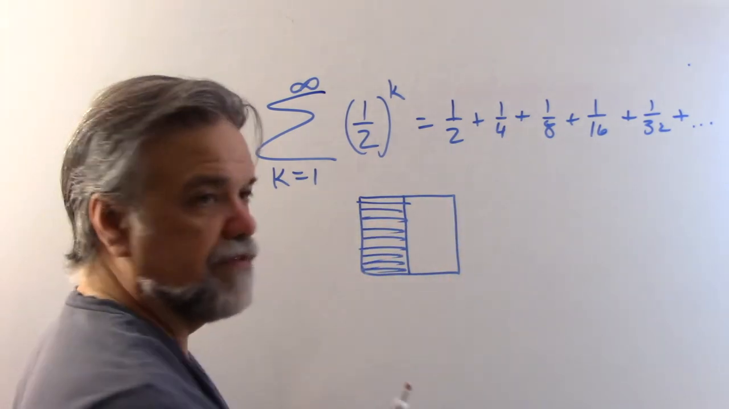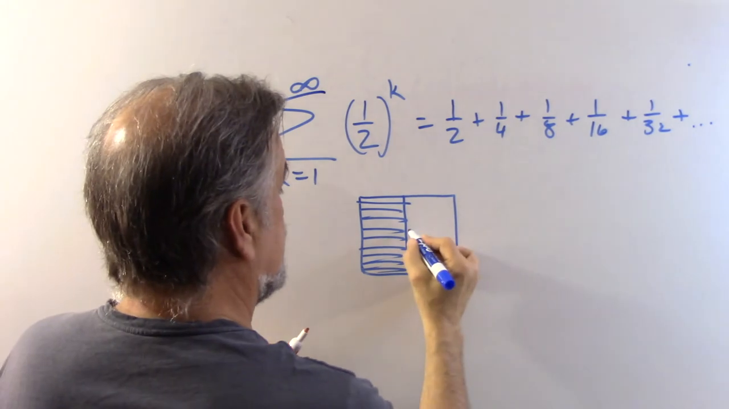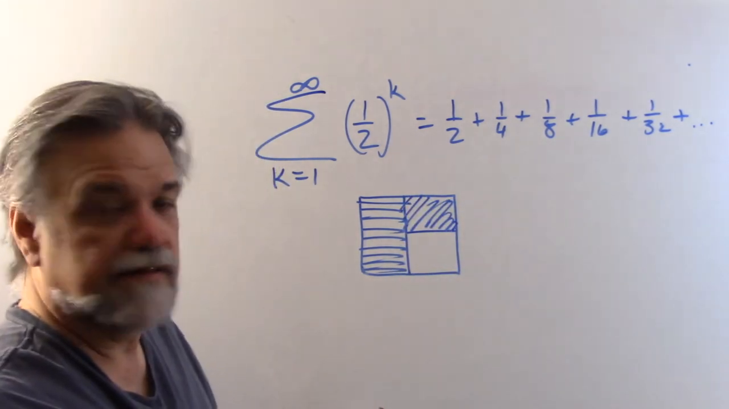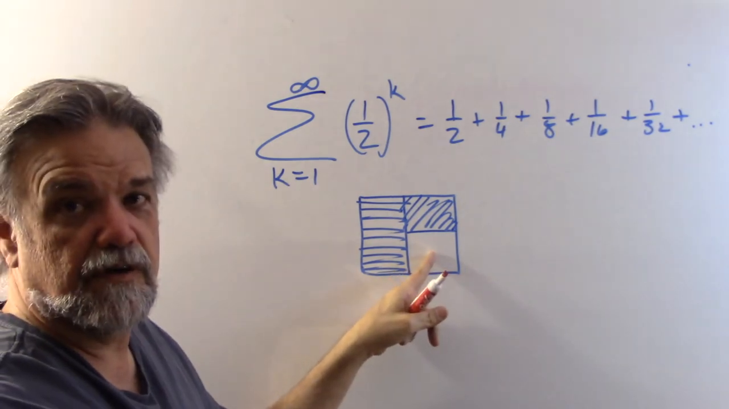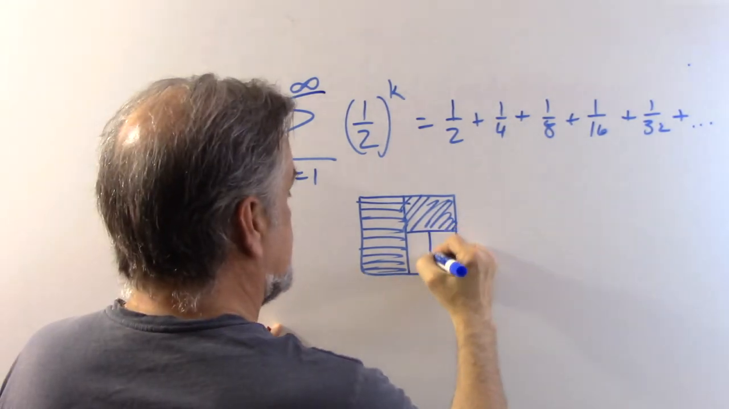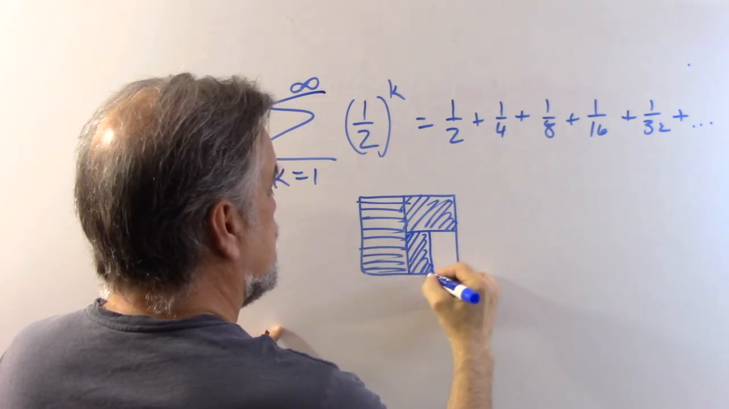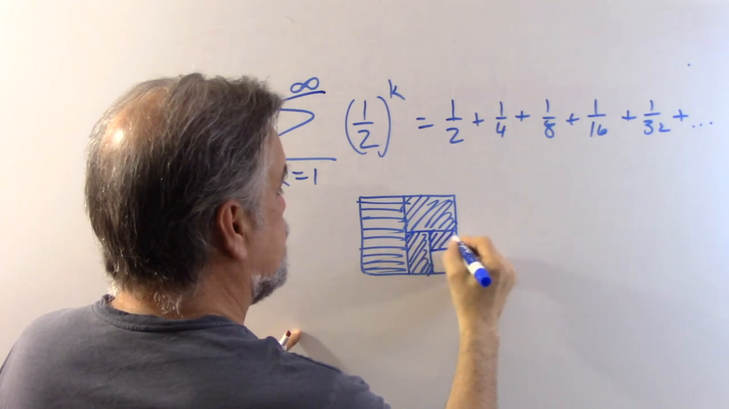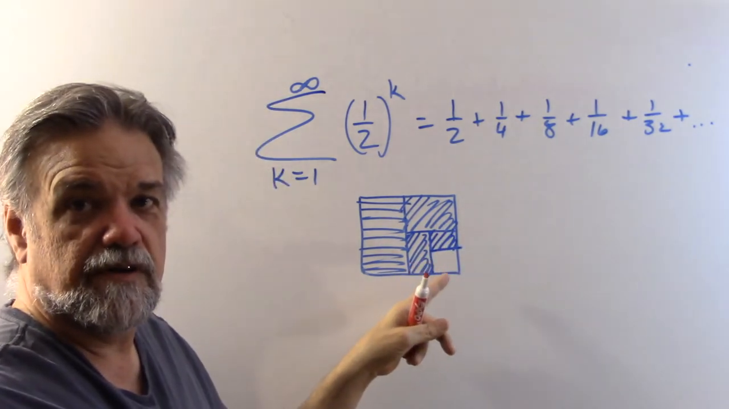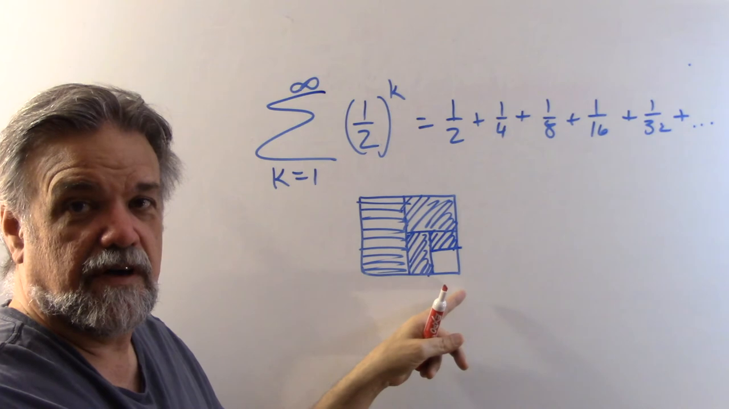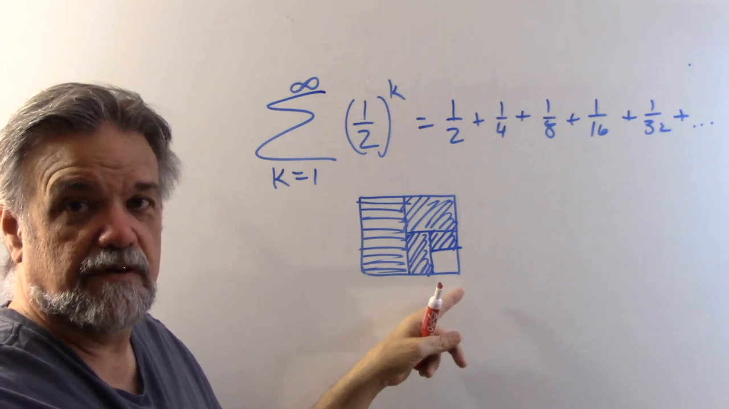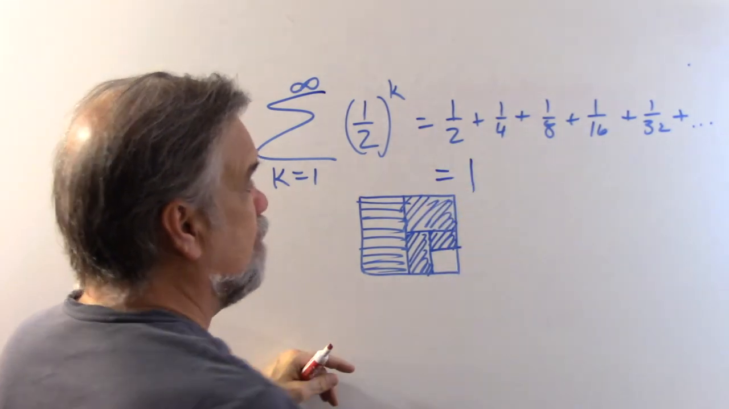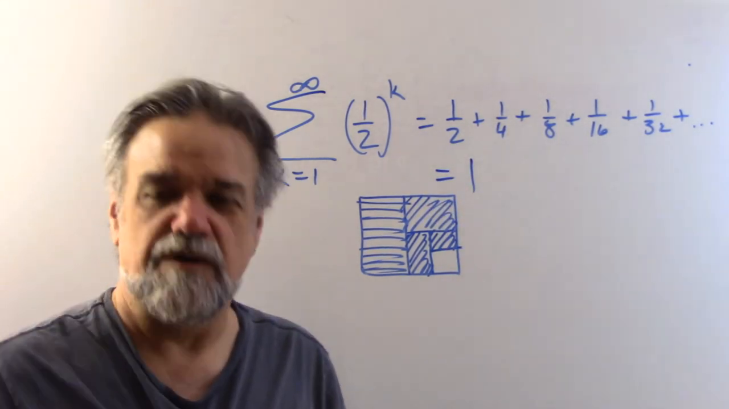And then we're going to add a fourth. Well, the fourth is a half of a half, so I'll add this half. And then we're going to add an eighth. I have a fourth here, so an eighth is half of that fourth, so I'll take half of this. Then we add a sixteenth. That's half of what I have left. And you can see what's happening. As I go on and on, I'm filling in the entire square. And so what's the entire square? One. So this just equals one. That's one way to look at it.